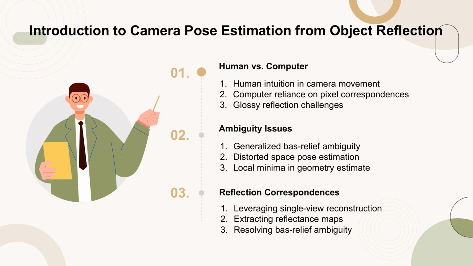The authors highlight the generalized bas-relief ambiguity, where illumination and surface geometry can create the same object appearance, leading to distorted pose estimation and potential local minima in geometry estimates. To address these challenges, the authors propose using reflection correspondences, which involve leveraging single-view reconstruction to extract reflectance maps and resolve the bas-relief ambiguity, thereby enabling accurate camera pose estimation from object appearance alone.